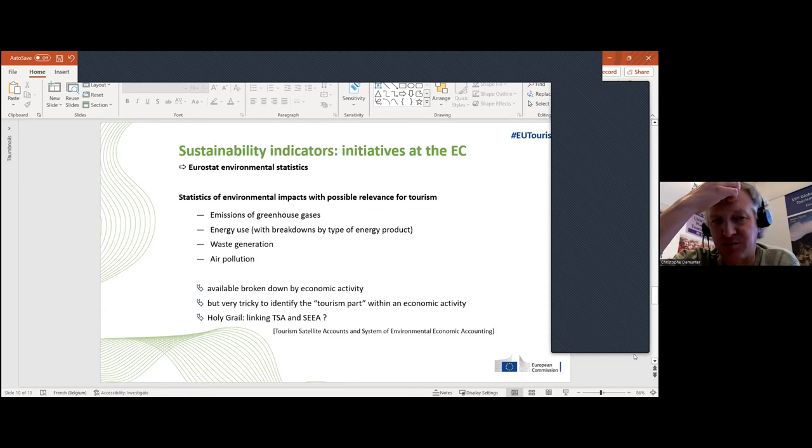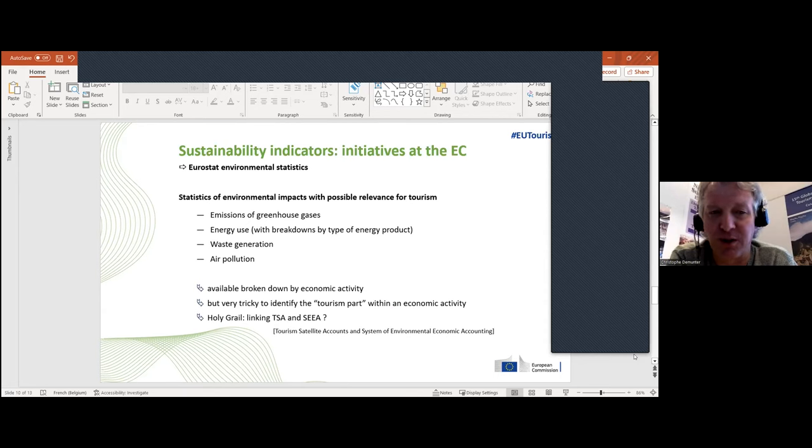I work in tourism statistics at Eurostat. There's also a department dealing with environmental statistics, and they also gave some input to conclude the presentation. There are statistics on environmental impacts that might have relevance for tourism: greenhouse gas emission, energy use, even by type of product, waste generation, air pollution. This sounds nice. Of course, the big issue is that this is available by economic activity, but it's not always easy to distinguish the tourism part in an economic activity.